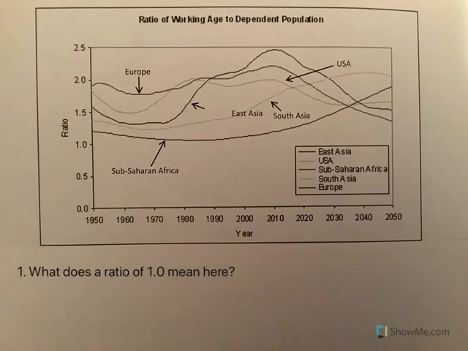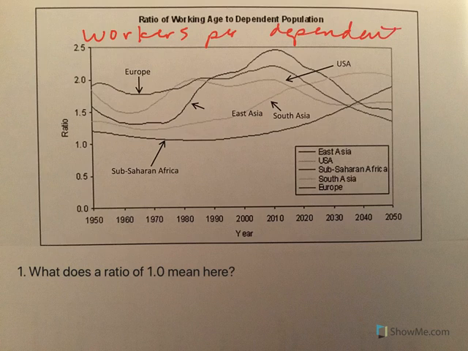All right, let's go to the next one. And I don't have the top piece here, but the one thing that it talks about is that this is an inverse dependency ratio, meaning we're talking about workers per dependent. So instead of having the dependents in the numerator, now we're going to have the dependents in the denominator and the workers in the numerator. So a ratio of 1.0, well, 1 over 1, that means we have one worker for every one dependent. That's what a ratio of 1 means.